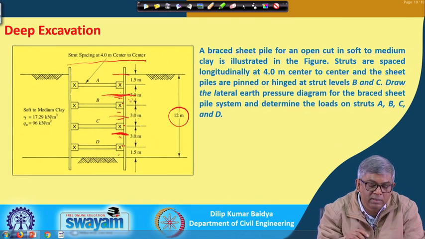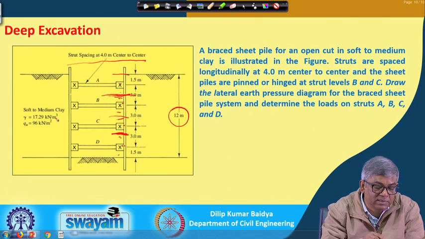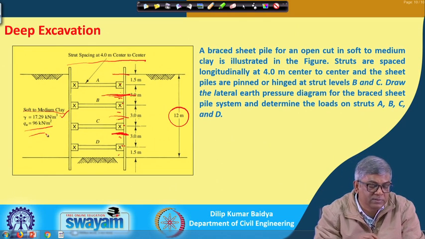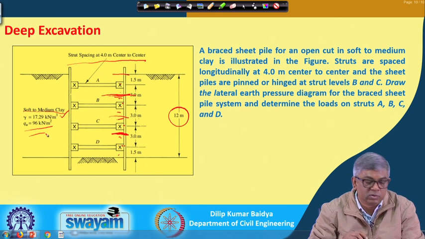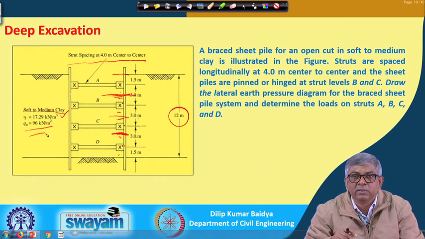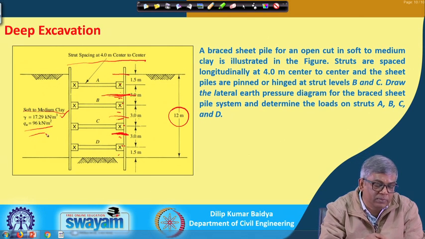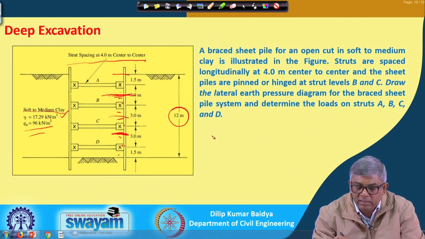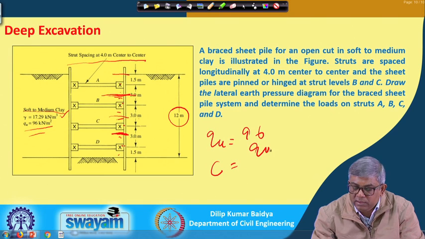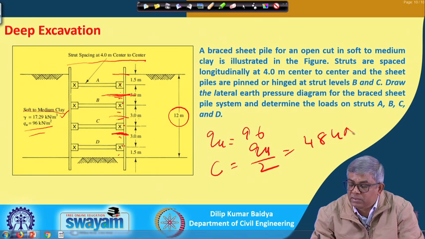And the soil type given for this problem is soft to medium clay, and gamma is 17.29 and qu, the unconfined compressive strength, is 96. In our calculation we have seen that the c value is required, but qu is given. So, when qu is 96, the relationship between cohesion and qu is c equals qu by 2. So, that means 48 kilonewton per meter square.